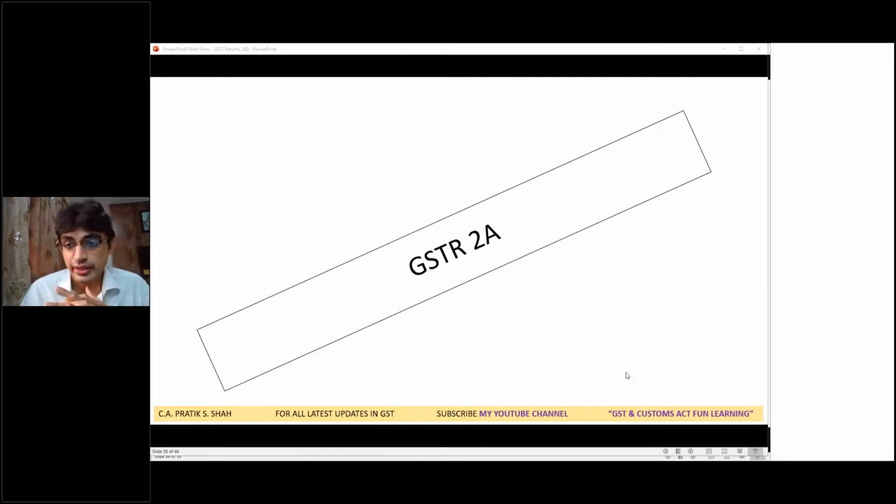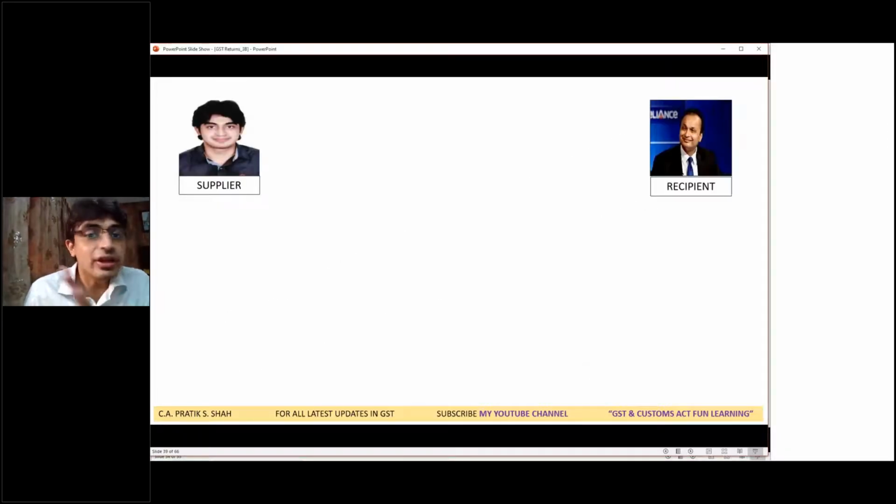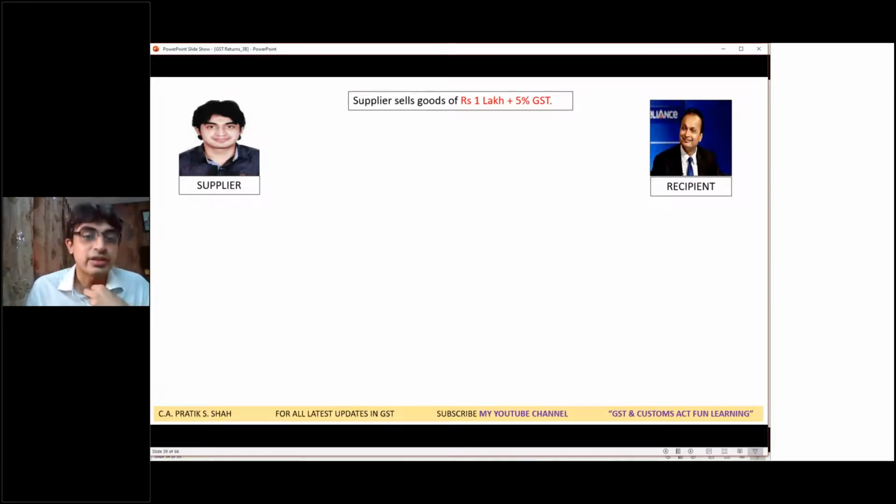Let us understand that. First, I will teach you GSTR 2A and why it was introduced. Point number one. Suppose I am a supplier. Mr. Anil sir is a buyer. I sold goods of 1 lakh plus 5% GST to this recipient.